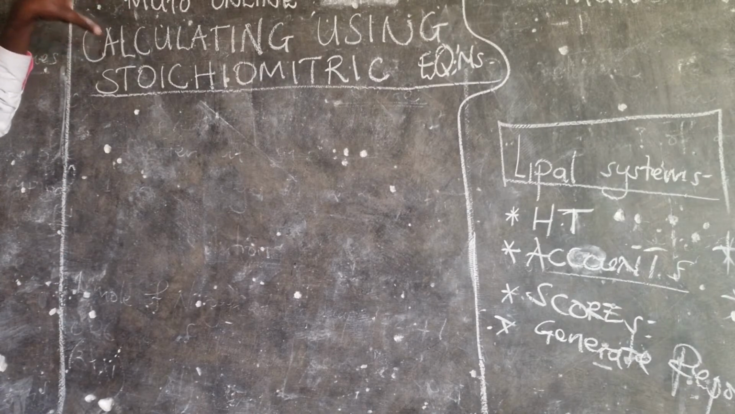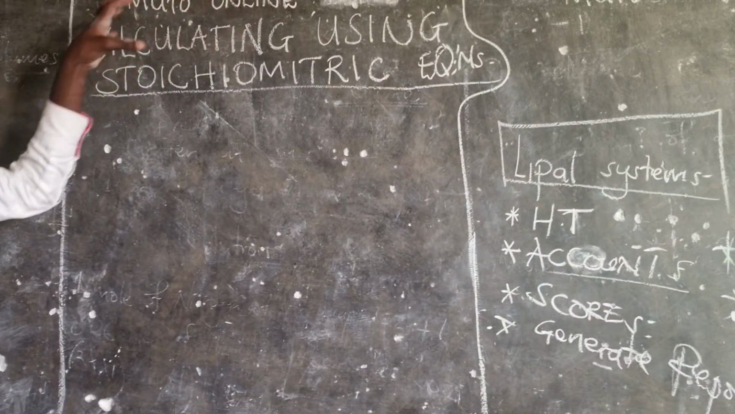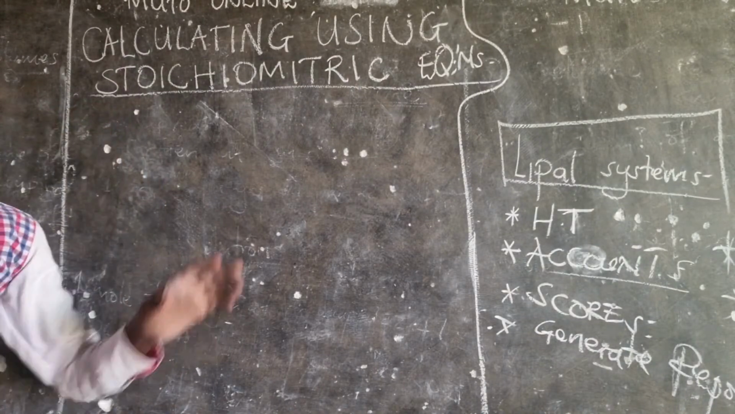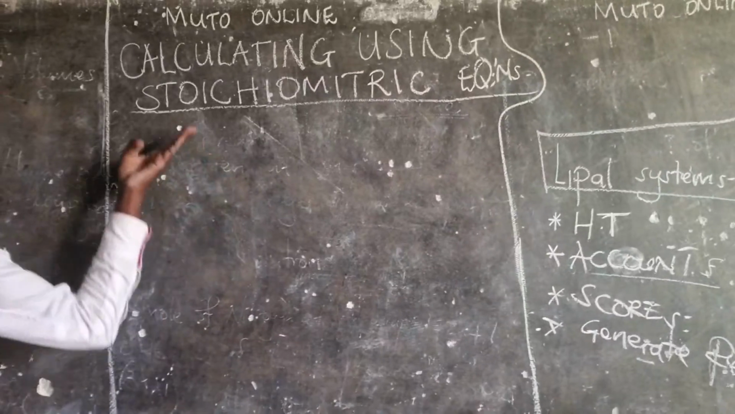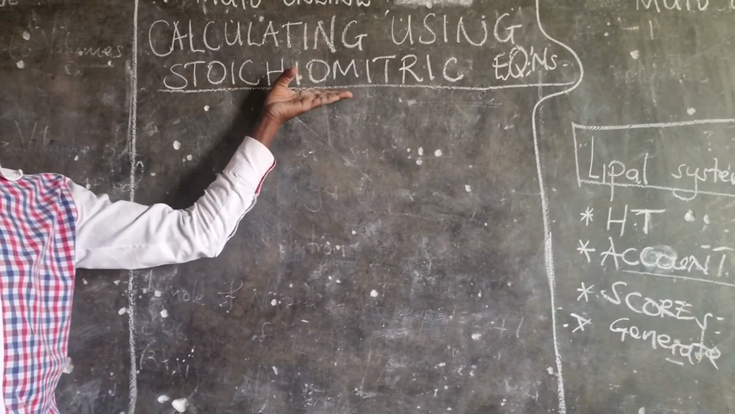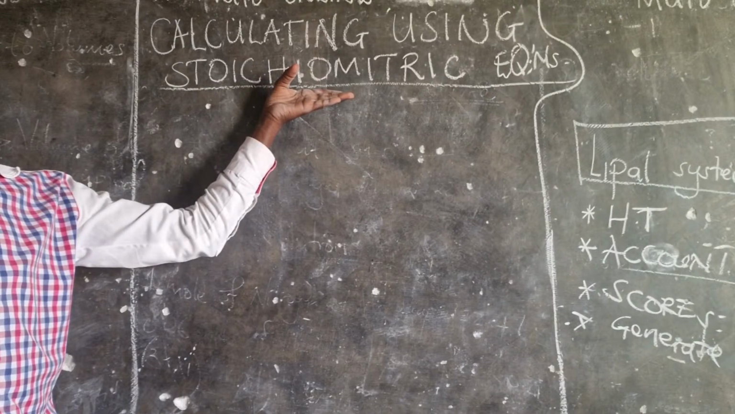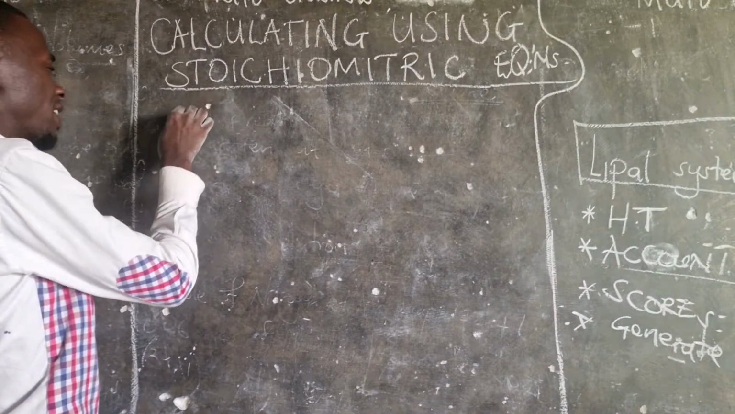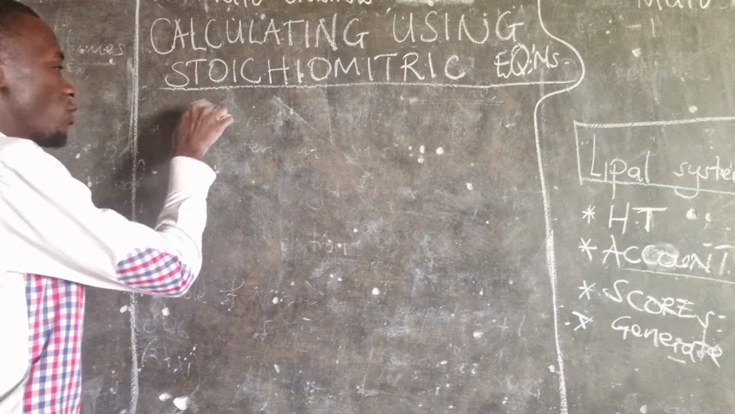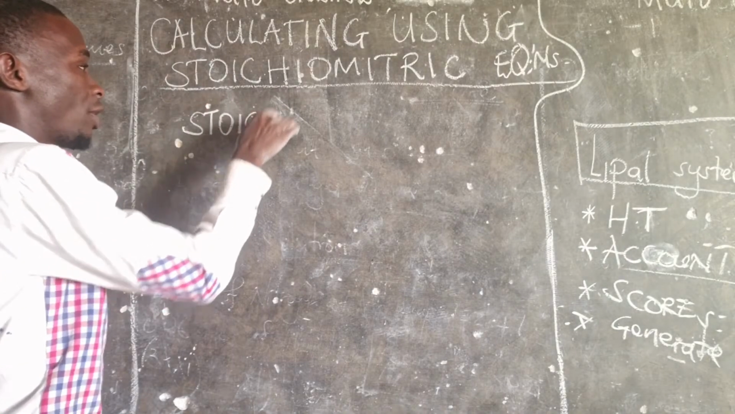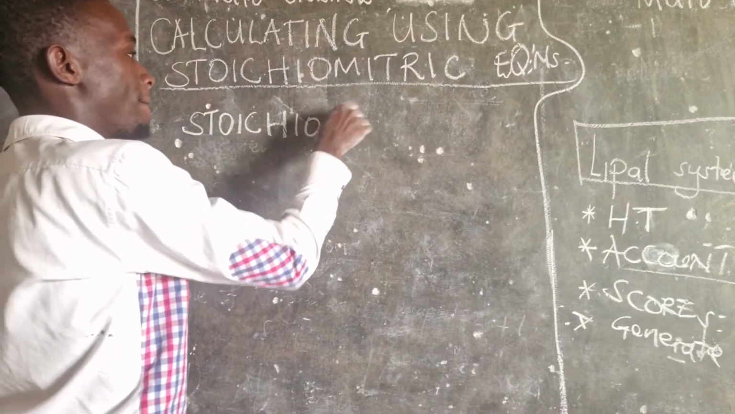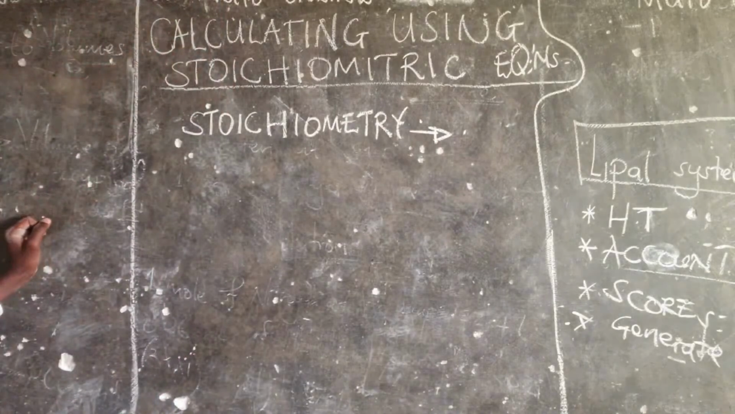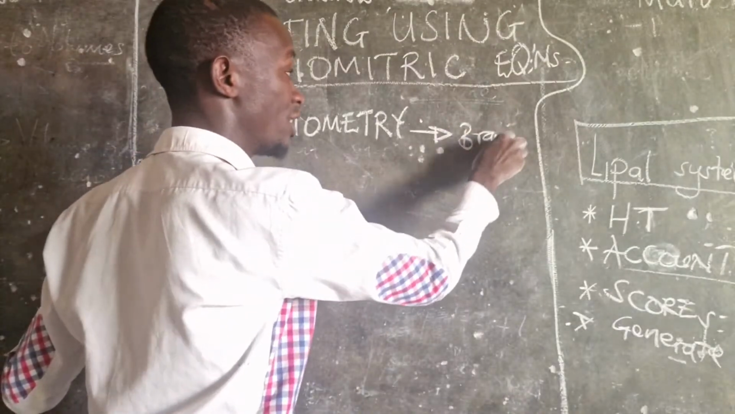I want us this time to calculate using stoichiometric equations. We are going to relate everything we've been looking at, but using stoichiometric equations. This is where the application comes in. The word stoichiometric comes from a scientific word known as stoichiometry. Stoichiometry is a branch of chemistry.